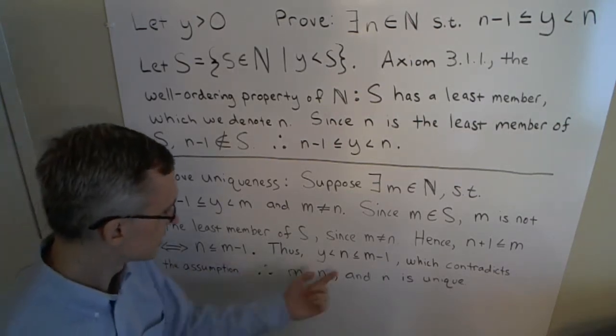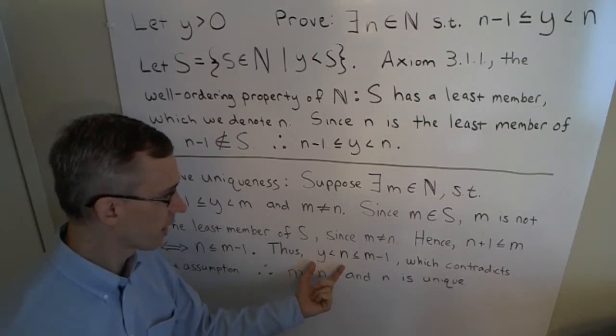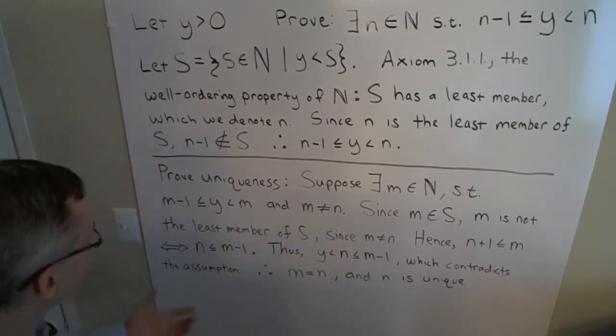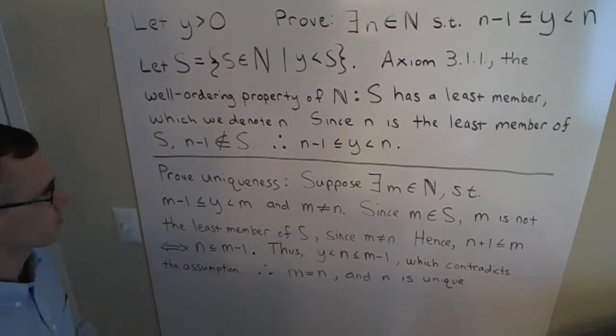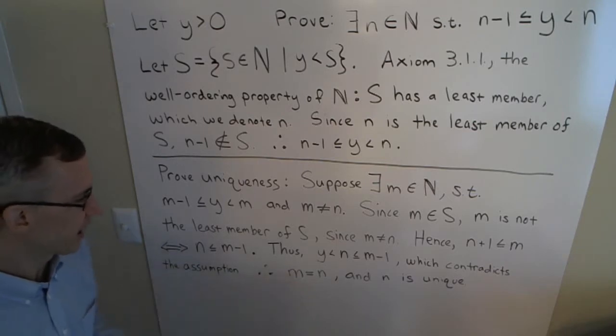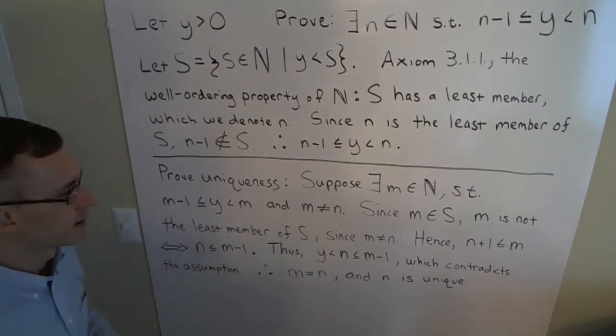Thus, since n is strictly greater than y, n plus 1 is strictly greater than y, which contradicts the assumption. Therefore, it can only be the case that m is the same as n, and n is unique.